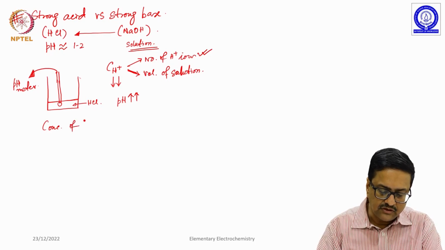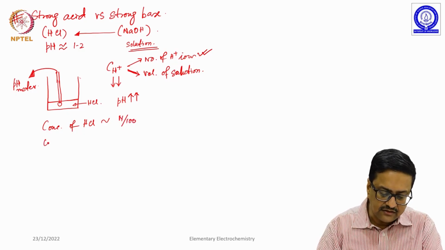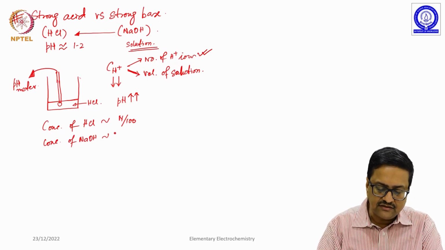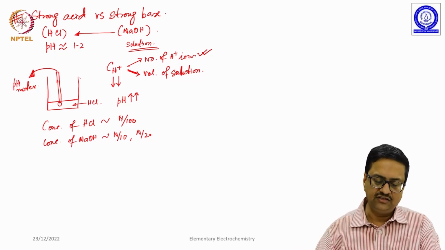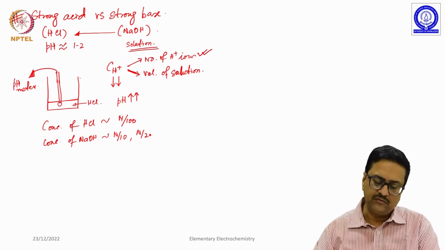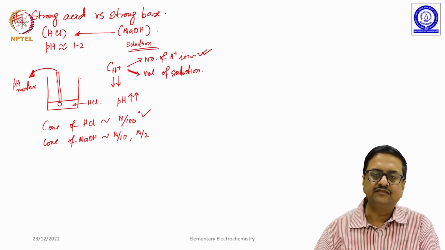That is why when this kind of titration is done, if the concentration of HCl is in the range of, suppose, N by 100, then the concentration of NaOH is taken at least in the range of N by 10, if not N by 2. What does it mean? It means that we are taking a very strong NaOH solution, so that it will require a very small amount of NaOH solution to neutralize that HCl solution.